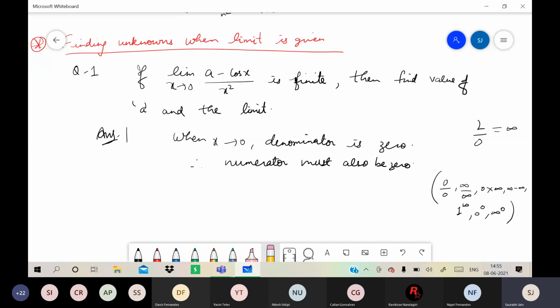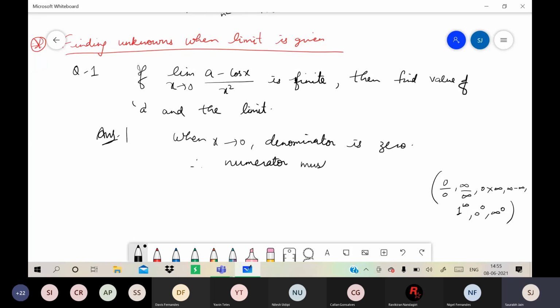Okay. So tell me, if at x equal to 0, the denominator is going towards 0, so naturally the numerator should be going towards 0. If you take any other term except 0, let's say you take 2, 3, 4 or any other non-zero number, you know what will happen?